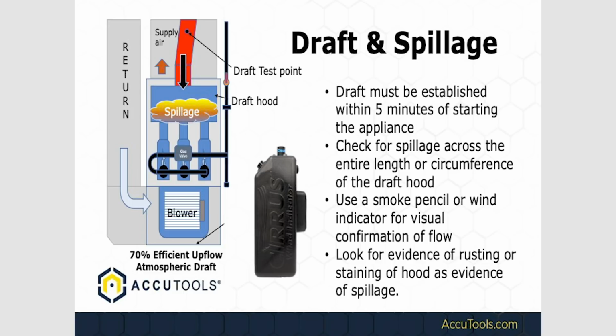All right, you want to go across the entire length of the draft hood here and check for spillage. This is a little wind indicator here. It's just producing a little bit of smoke. We're going to go across the entire front of this, and we're going to check for spillage on there to make sure that we're not spilling flue gas.